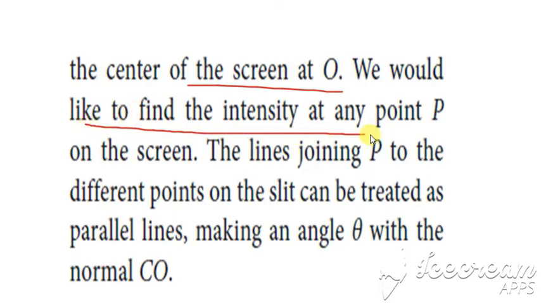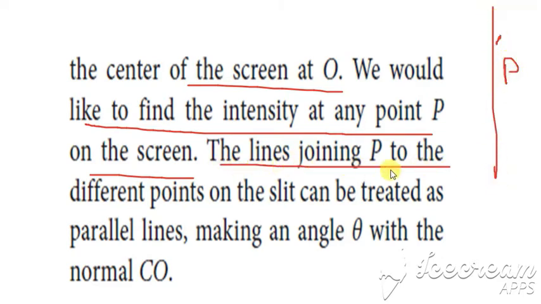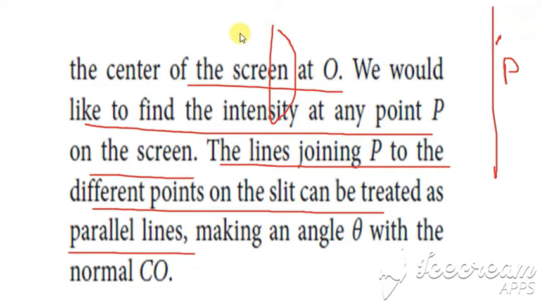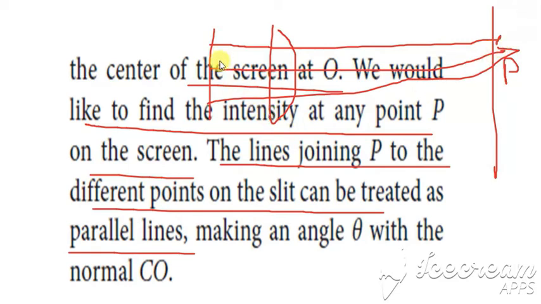We would like to find the intensity at the point P on the screen. So at any point on the screen, we would like to find the intensity. The lines joining P to the different points on the slit can be treated as parallel lines, and that angle is measured with respect to CO.